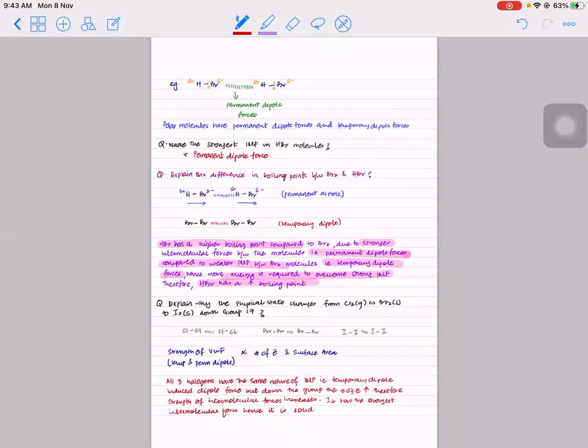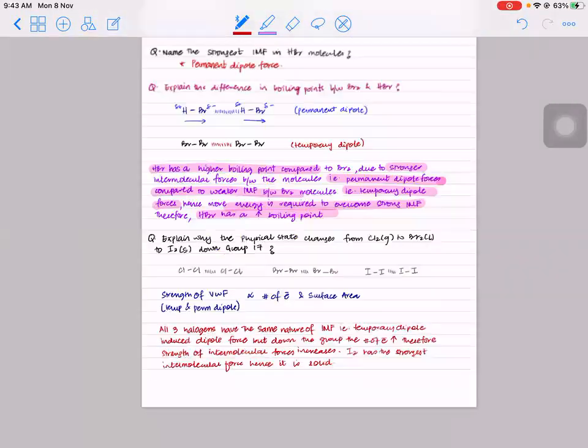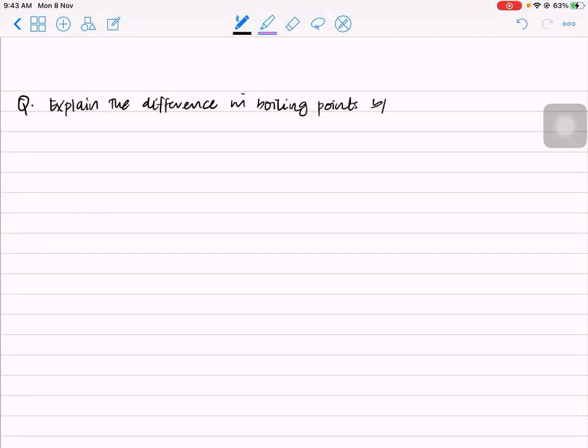Yes. By surface area, I'll just show you the application of that. Now let's see another example. You guys tell me this. Explain the difference in boiling points between HCl, HBr, and HI. Which will have the strongest intermolecular force or the highest boiling point?